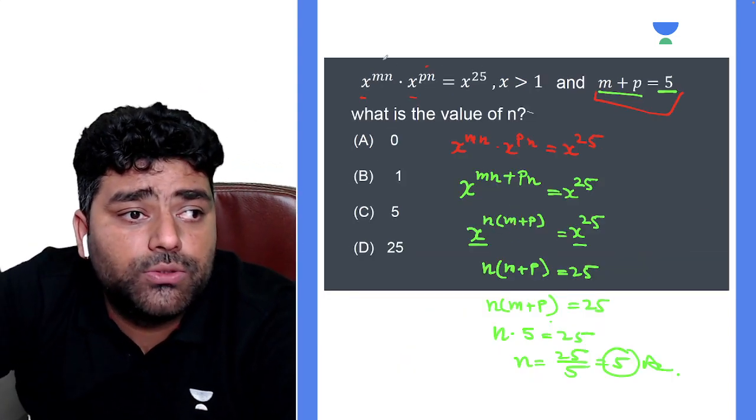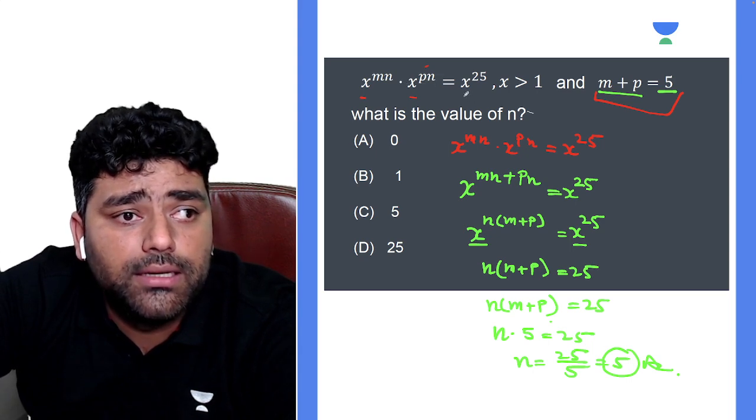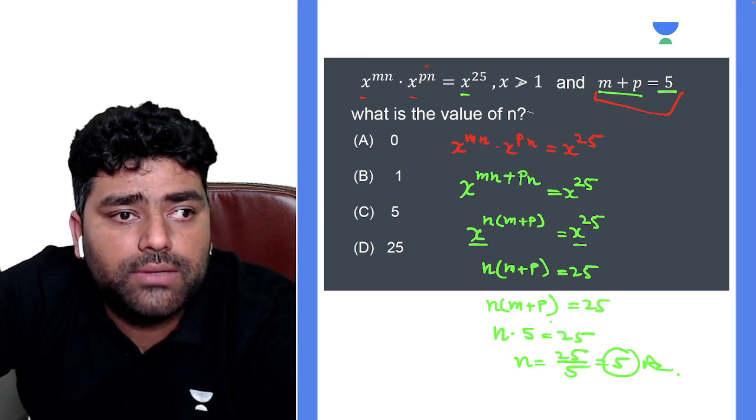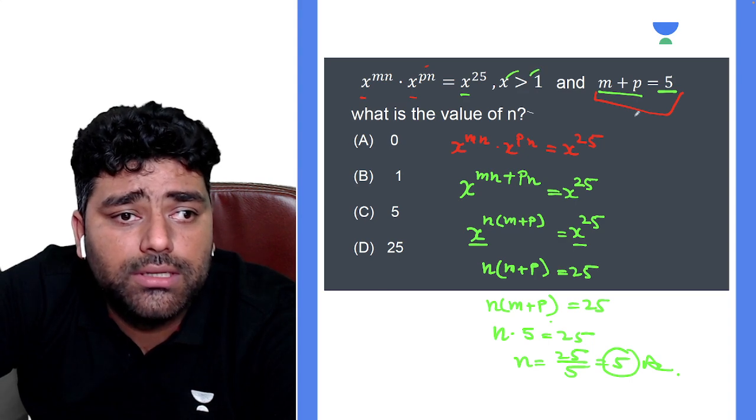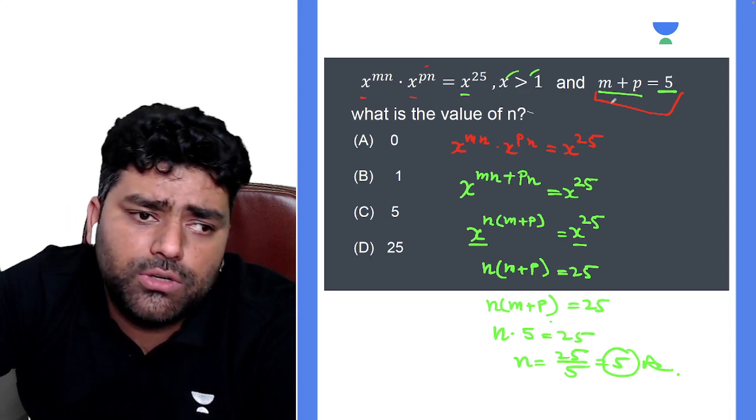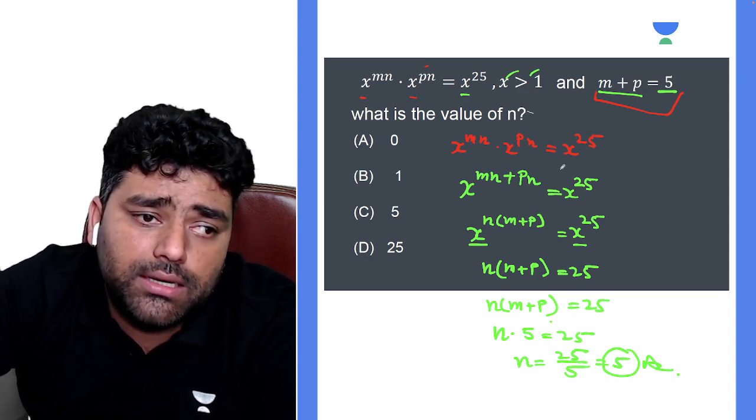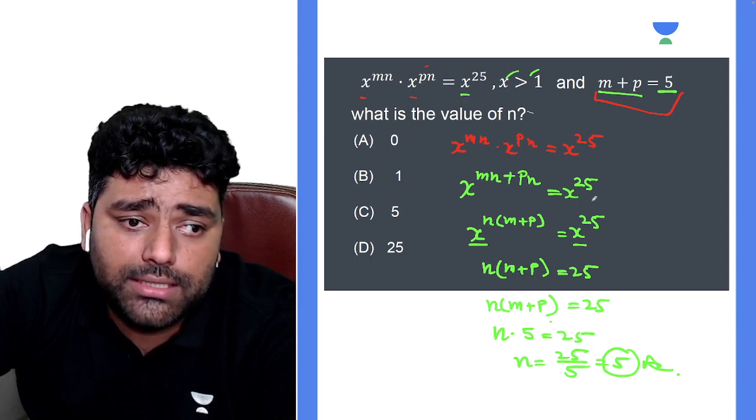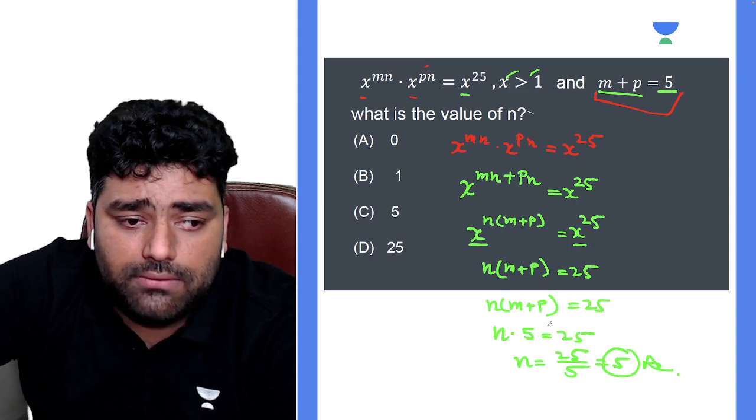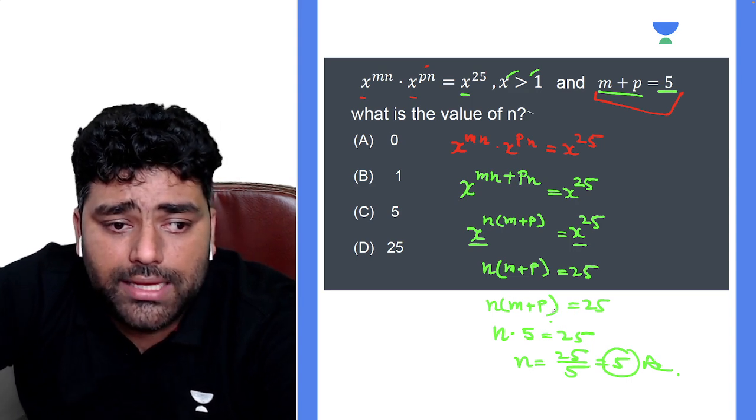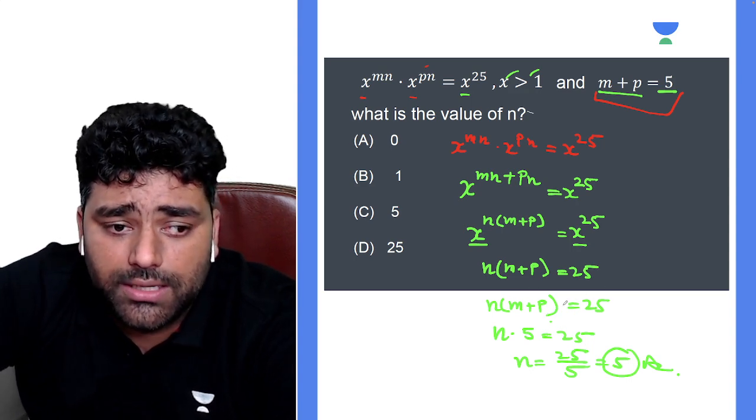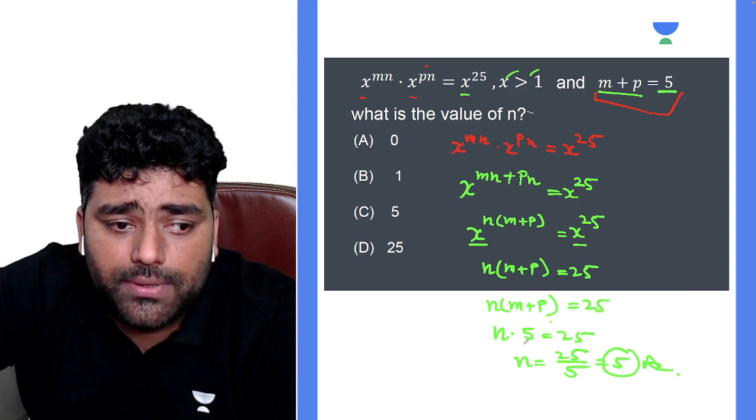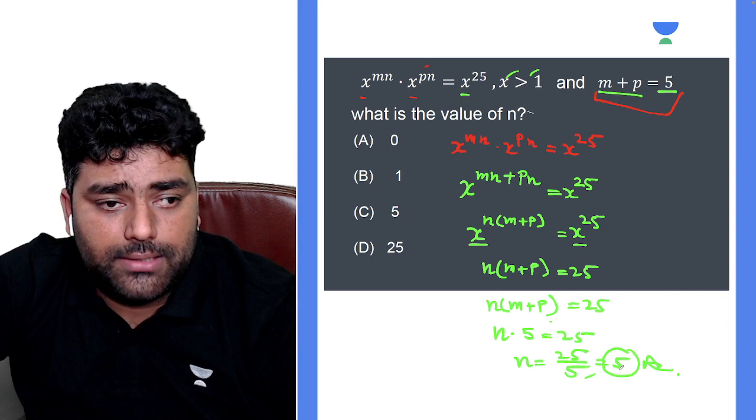Then we saw x to the power m multiplied by x to the power n is equal to x to the power pn, and that is equal to x to the power 25 when x is greater than 1. This question was almost the same as the previous one. The bases were the same, so you just add the powers and then simplify. Then we get n times (m plus p), and we already know that m plus p is 5. We substitute m plus p is equal to 5, and then we solve and we get 5 as n.